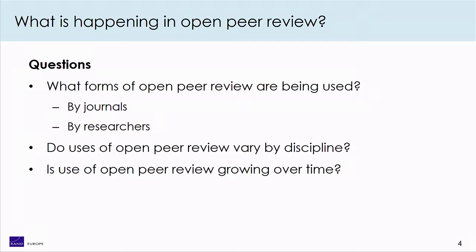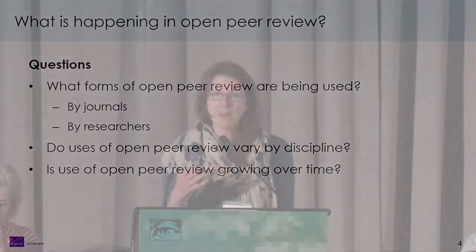In the context of monitoring open science, what we wanted to know is what's happening in open peer review. So specifically, what forms of open peer review are being used by journals, but also what do researchers maybe want to do? Do uses of open peer review vary by discipline or, in a European context, by country? And the big question in open science terms in monitoring is: is peer review becoming more open?